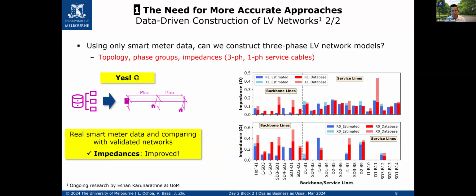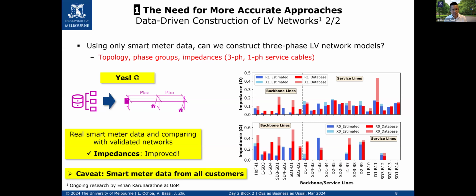Well, because we can run power flows. We have the model, and we have the historical data from the smart meters, so we can compare. So the match between the calculation of voltages and what was recorded by the smart meters is much better with the improved impedances. So what I'm trying to say here is that it is possible to do this.